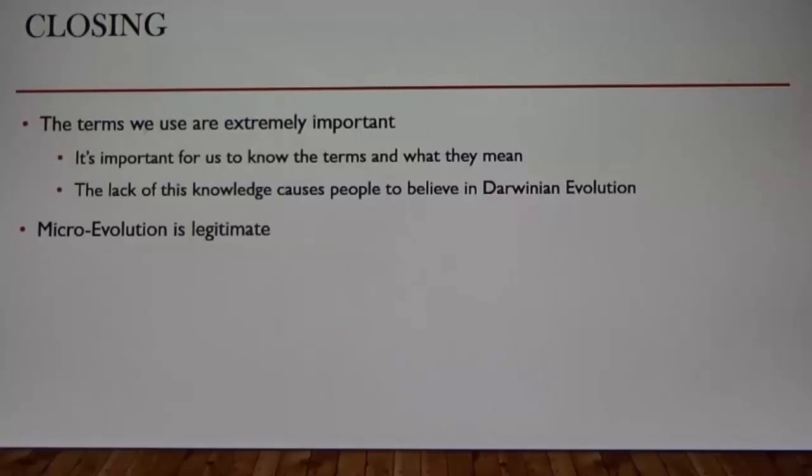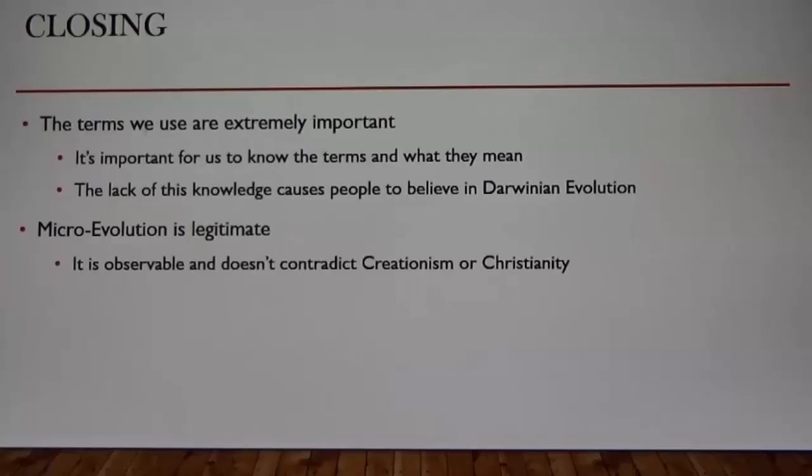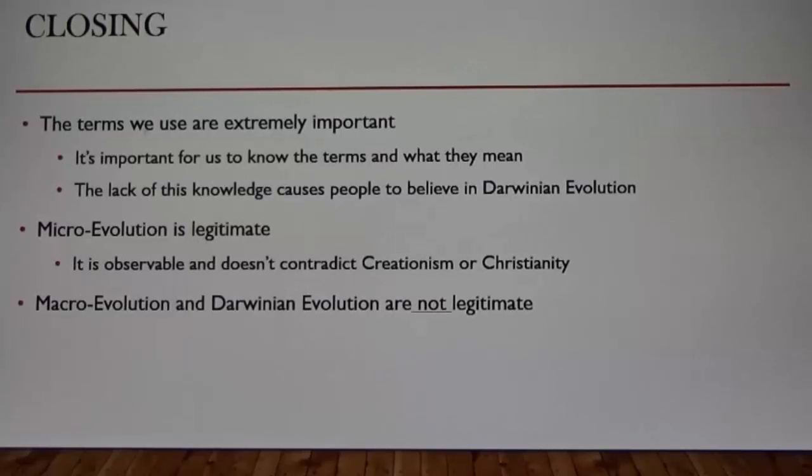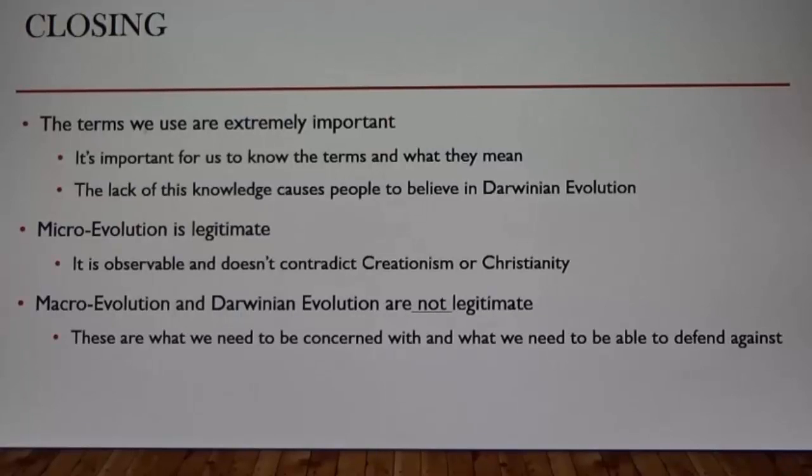Microevolution is legitimate. We will call it other names from now on just to avoid that word. It is observable and doesn't contradict creationism or Christianity. We don't need to worry about microevolution. However, we need to worry about macroevolution and Darwinian evolution because they're not legitimate. They're not observable, and it's a belief that intentionally excludes God from the picture and says that we're essentially nothing, there's no point to life. So these are what we need to be concerned with and what we need to be able to defend against. So we're not going to argue about microevolution because it's absolutely legitimate. However, Darwinian evolution and macroevolution, they're not. This is speculation and theorization with no proof.